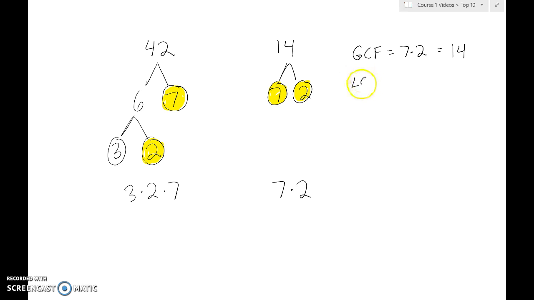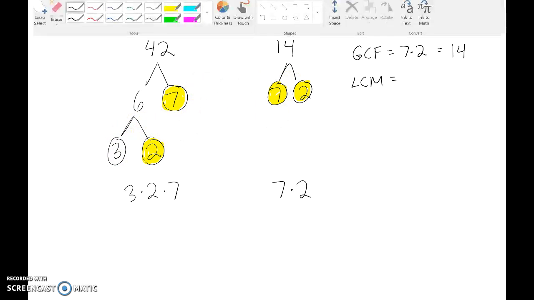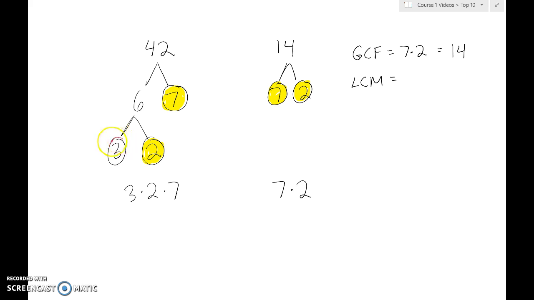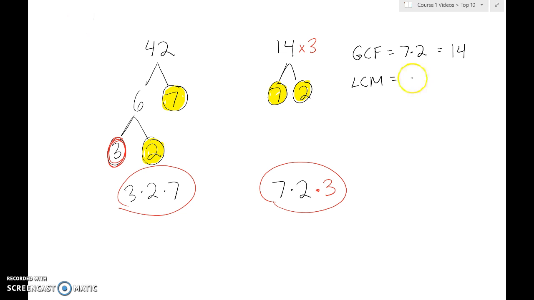For the least common multiple, I'm going to look for any factors that are not shared. So this 3 is not shared. What I want to do is share it with the other number. I want to share this with the 14. And when I do share it with the 14, take a look at what we have. We now have the same number here. That's the common multiple that we're going to have. In this case, it ends up being 42.